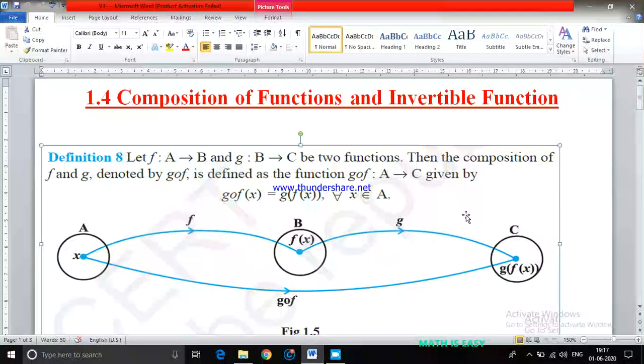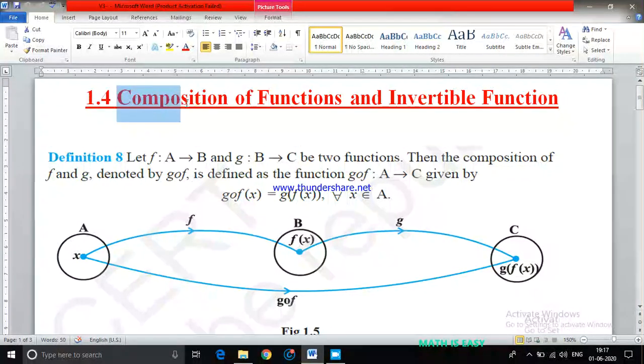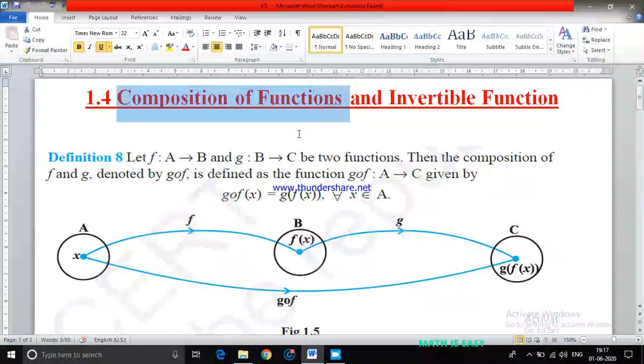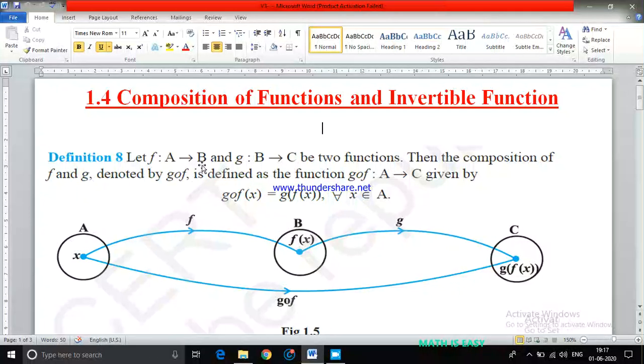Now we move to the next topic, composition of functions and invertible functions. So in this class we are going to study composition of functions. So what do you mean by composition of functions? Let's see the definition. Let f be a function from A to B.